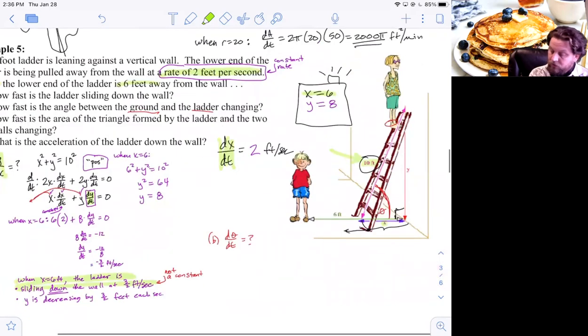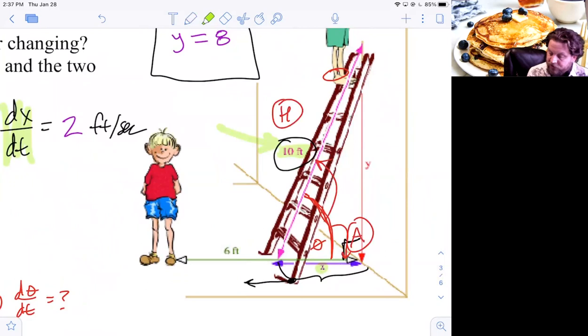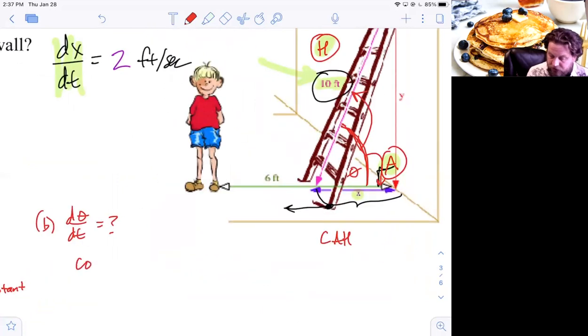Okay? So I would get x and 10 involved. So x is going to be the adjacent side, and then 10 is going to be the hypotenuse. So which trig function uses A and H? Cosine, right? Because it's TOA. So cosine of theta is the adjacent side x over 10. There's your quote-unquote position equation.